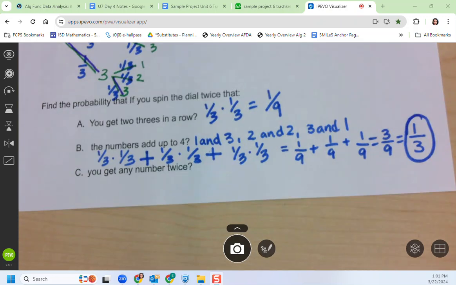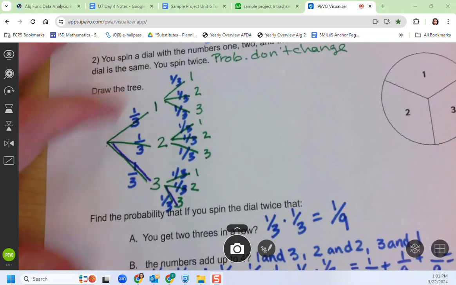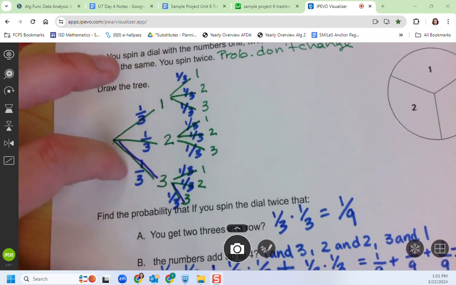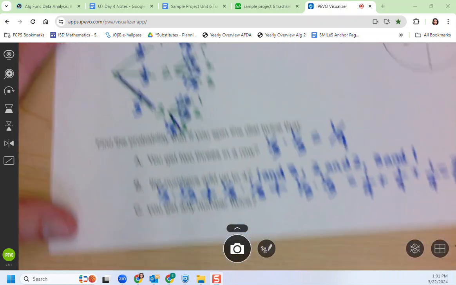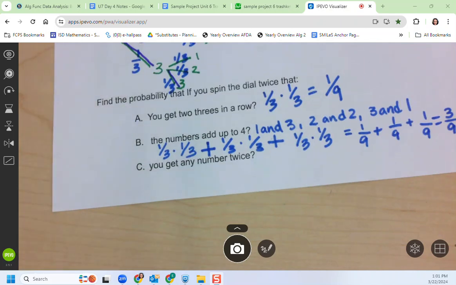Okay, the probability that you get any number twice. So 1 and 1 is a possibility. 1 and 1, 2 and 2, or 3 and 3. Can anybody make a prediction about what that answer is going to be? 1 and 1, 2 and 2, or 3 and 3? Does it sound like we're going to approach it similar to how we did A or B? Okay, let's start it, and then you can tell me if you want to predict the answer before we even finish it.